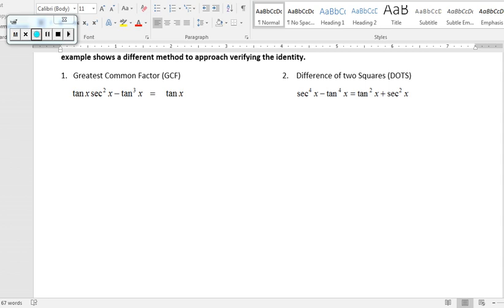So let's just start with factoring out tan theta. They each share at least one tan, or tan x in this case, so take out tan x. That's going to leave me with secant squared x minus tan squared x. This is coming from those Pythagorean identities where tan squared theta plus 1 equals secant squared theta.